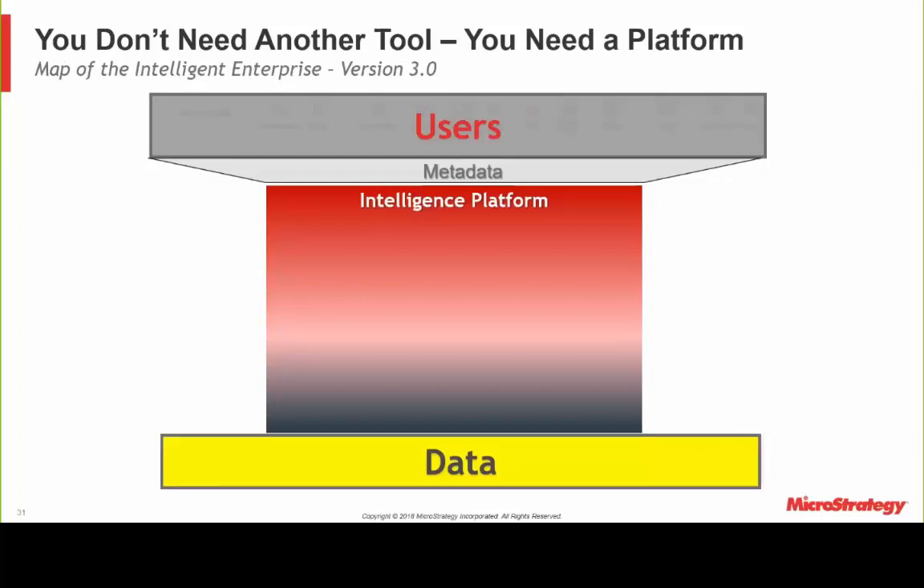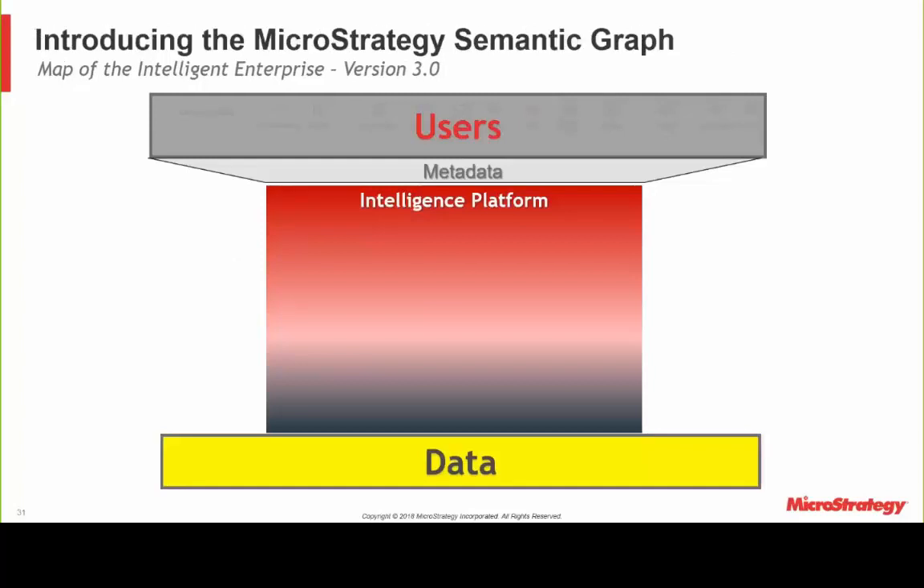What's the cool thing about this is MicroStrategy users don't have to worry about what table or column or cube or NoSQL source they're accessing. They deal with our metadata and the objects there that define data in terms of business rules that they're used to dealing with. And so MicroStrategy just came out with version 3 of our Map of the Intelligent Enterprise, and we've kind of recoined what historically has been known as metadata as our semantic graph. And if you'll bear with me for just a few minutes here, let me break through what exactly goes on with the MicroStrategy semantic graph.